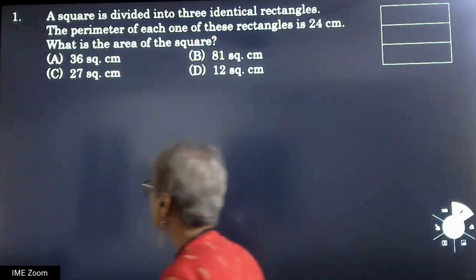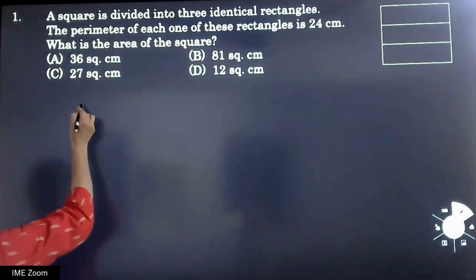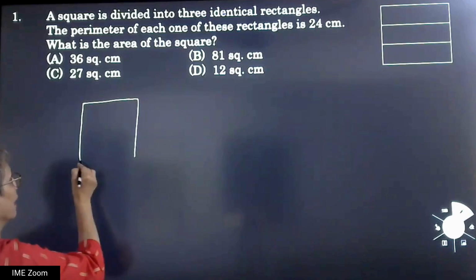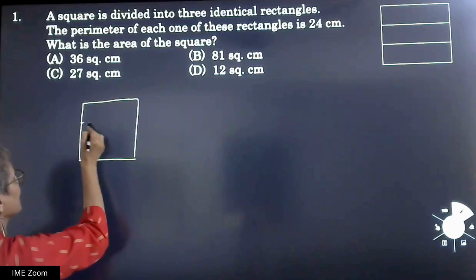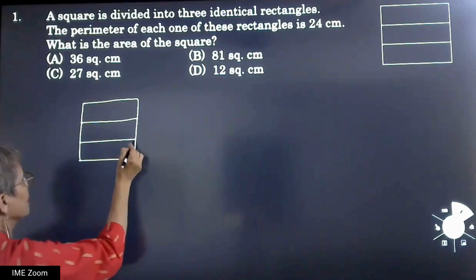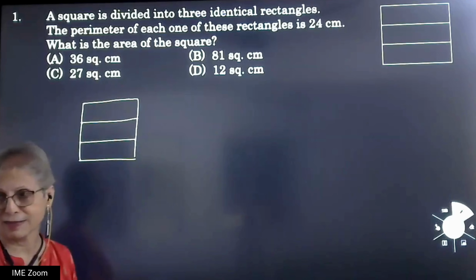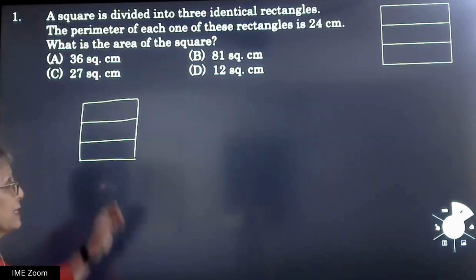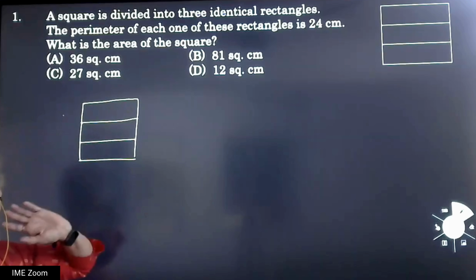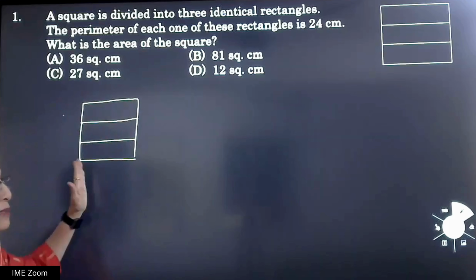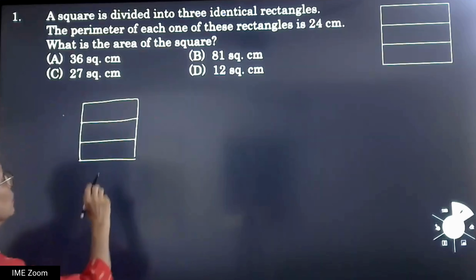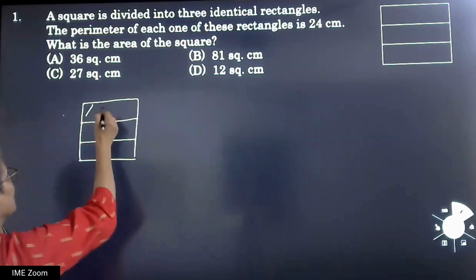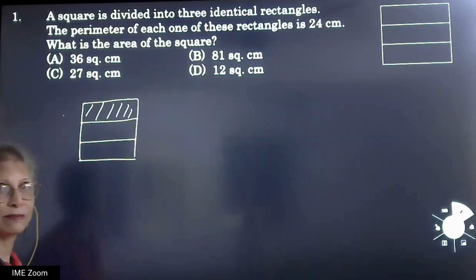Original figure. Let us first see here what is given. This is a square given, and it is divided into 3 rectangles like this. All these are identical rectangles, means the length and breadth of each rectangle are equal. And this is a square, means all sides equal. And what else is given to us? The perimeter of each smaller rectangle.